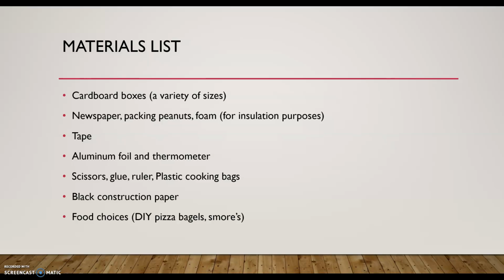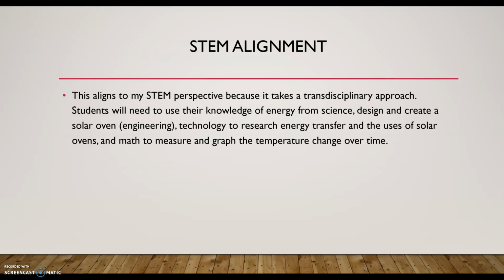Here is a list of materials: cardboard boxes. I chose to include a variety of different sizes. In the classroom, for insulation, newspaper would probably be the easiest thing to have. Tape, aluminum foil, thermometer, construction paper, and some plastic cooking bags. I chose that instead of plexiglass because it's just more realistic for my grade level.